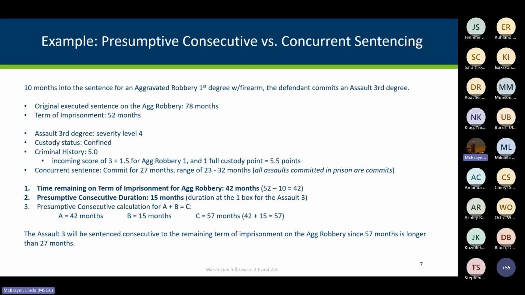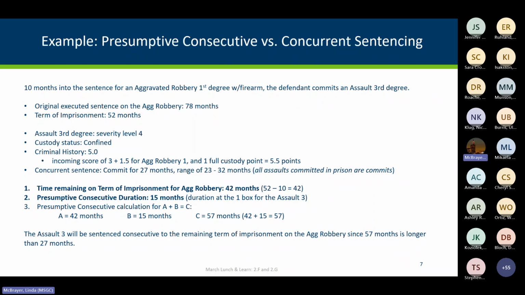So in my very made up example to show you how it works, say that 10 months into a 78-month sentence for an aggravated robbery with a gun, the defendant commits an assault 3 in prison. So the original sentence of 78 months had a term of imprisonment of 52 months. So 10 months into that is 42 months left on that term of imprisonment.